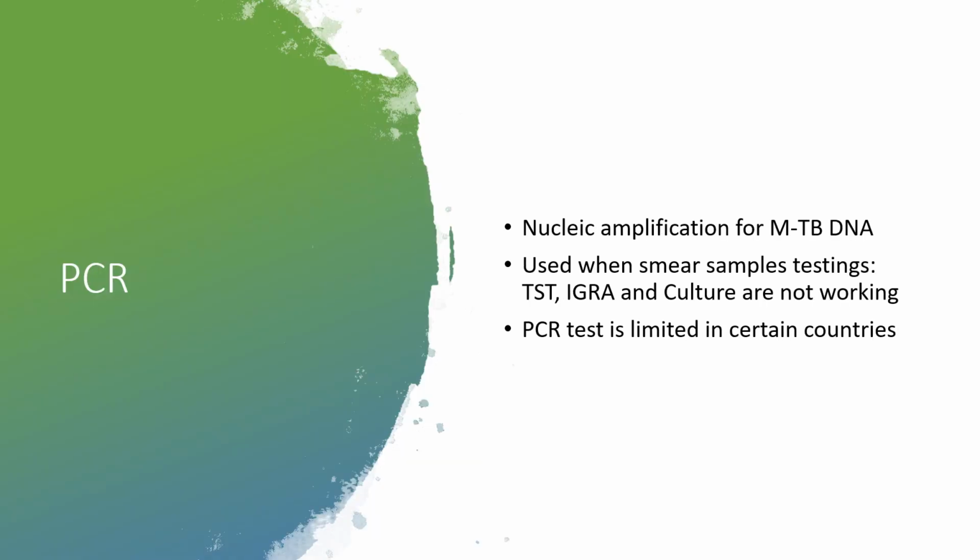If you are not satisfied with the results of the samples taken before now and you are still highly suspicious that the skin lesion is related to tuberculosis, you can have polymerase chain reaction done. It's a form of nucleic acid amplification for Mycobacterium DNA. So we use that when smear sample testing has failed. So your TST, IGRA, culture, they are all not working. Then resort to polymerase chain reaction. However, not all countries have this.